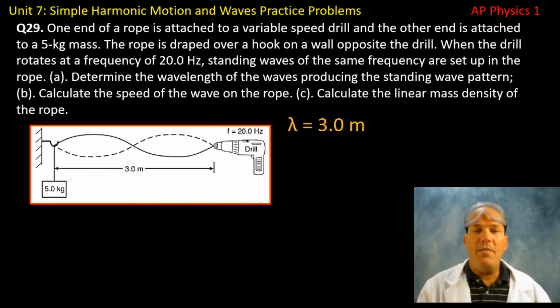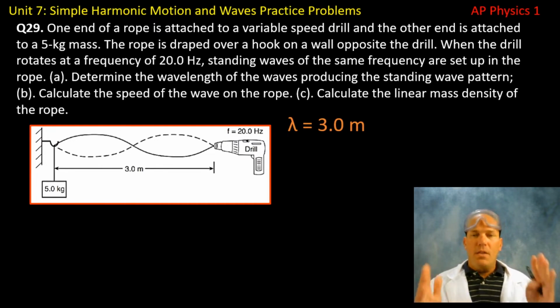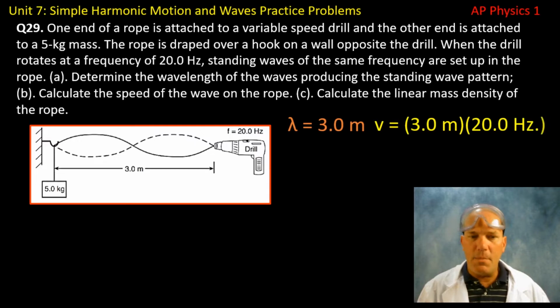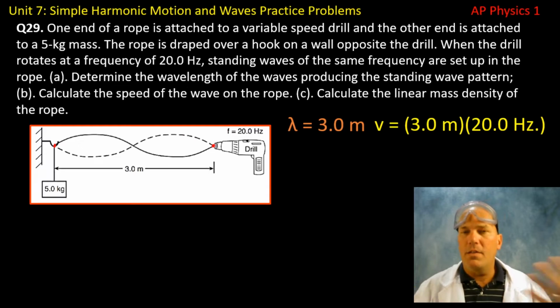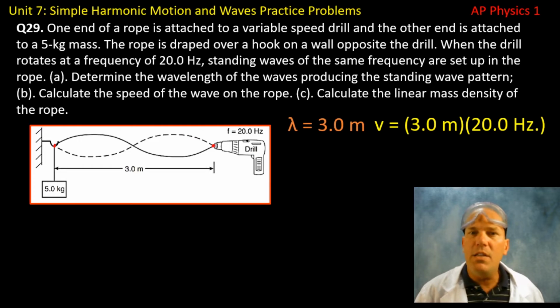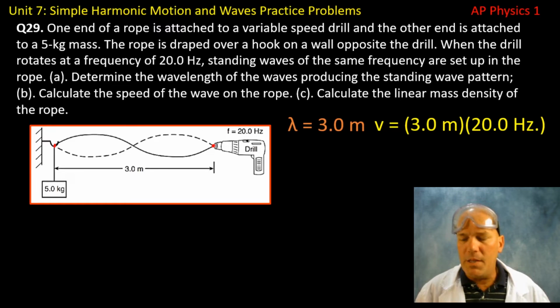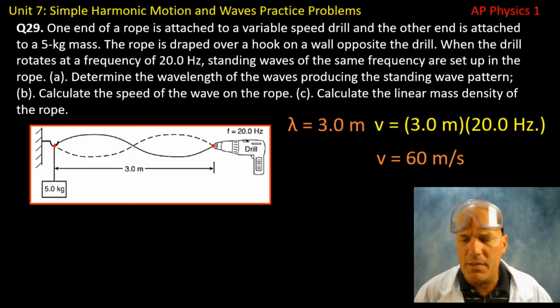All right, so we have our overall wavelength to be 3.0 meters. We're given that in the problem. Visually, in this problem, you can see that from here to here is 1 wavelength. Lambda equals 3 meters, which means we can use our wave equation of velocity is equal to the frequency multiplied by the wavelength. If we're given the frequency, we can calculate the velocity to be 60 meters per second.